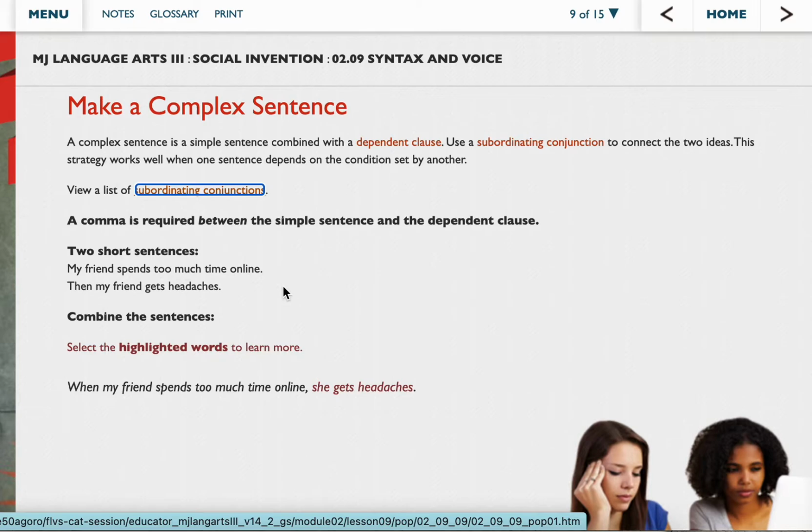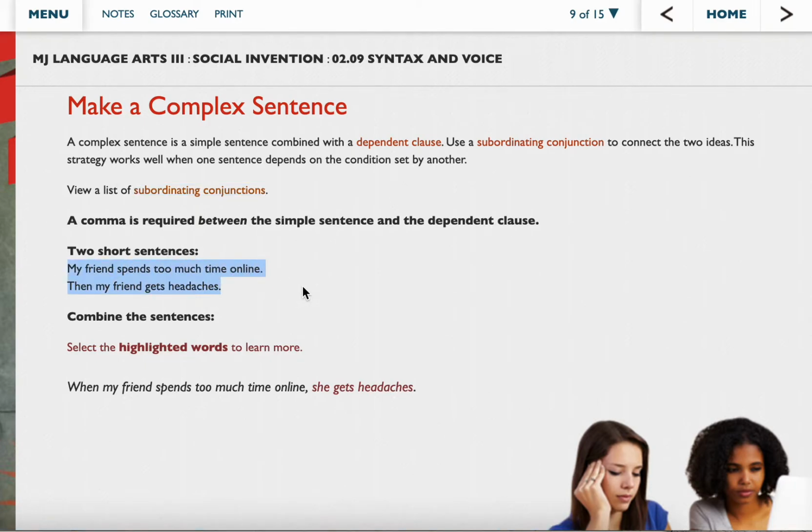Here are 2 short sentences. My friend spends too much time online. Then my friend gets headaches. Let's combine these sentences into a complex sentence. When my friend spends too much time online, comma, she gets headaches.